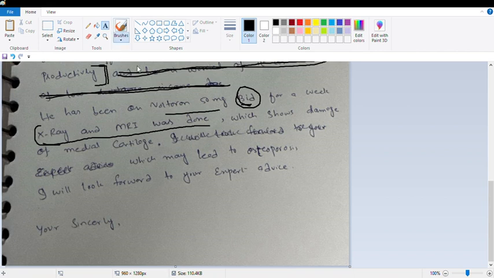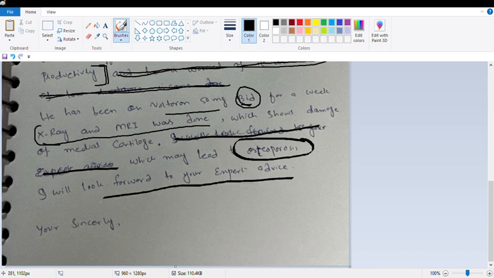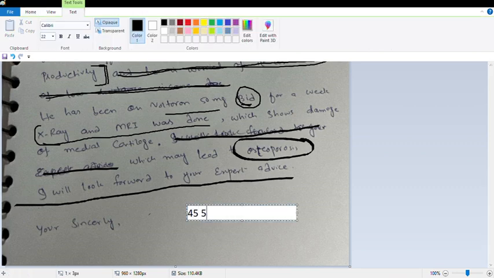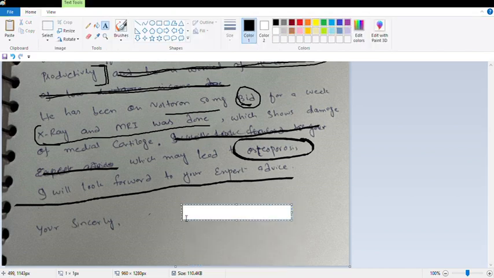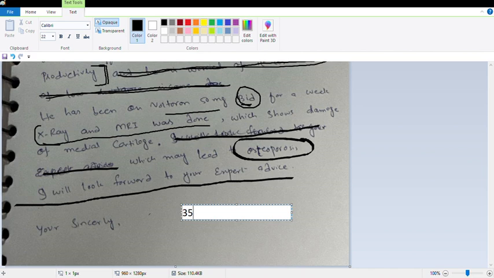Okay, so this is, which may lead to osteoporosis. Okay, I will look forward to your expert advice. I can see that you have written this letter in a very hurry. So I would recommend, when you are going to write a letter, please make sure to write it within 45 minutes, because you have 45 minutes to write a letter: 5 minutes for reading and 40 minutes for writing. Second thing, I would recommend you complete your letter within 35 minutes.